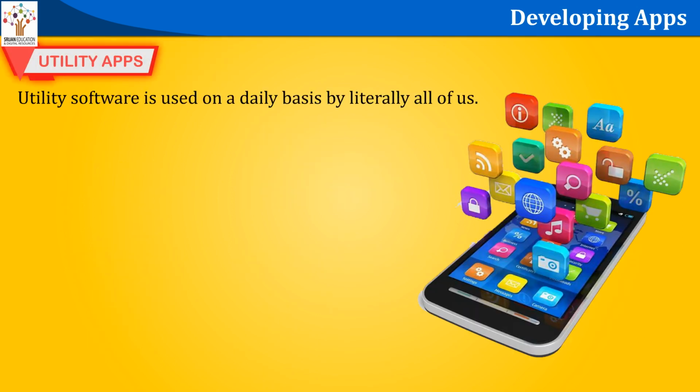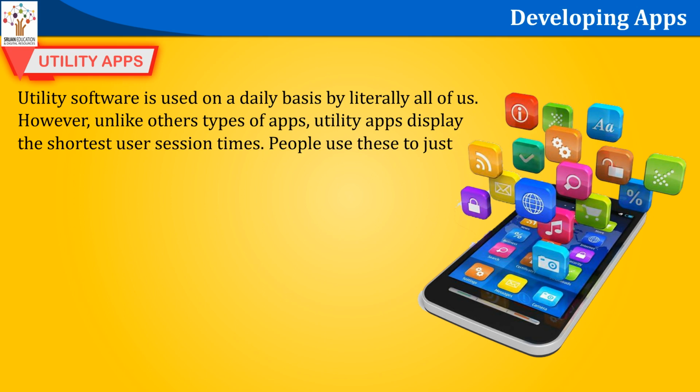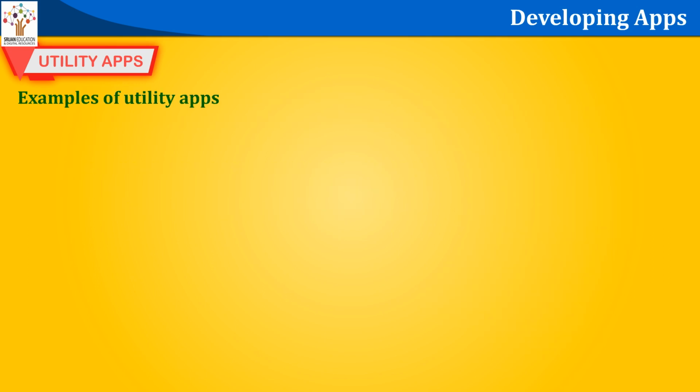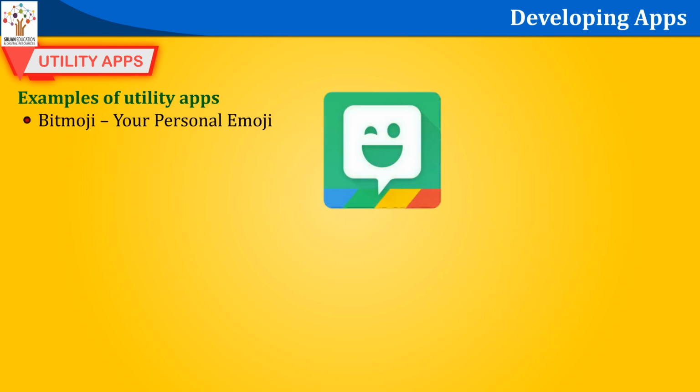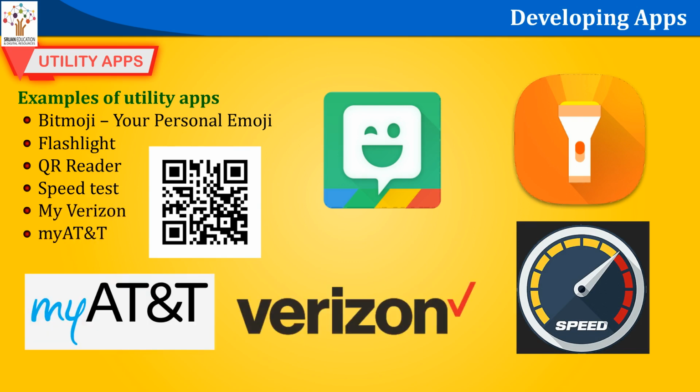Utility apps. Utility software is used on a daily basis by literally all of us. However, unlike other types of apps, utility apps display the shortest user session times. People use these to just get things done and move on. For example, taxi apps. However, the most popular types of applications here are scanners, trackers, healthcare, first aid manuals, etc. Examples of utility apps: Bitmoji, your personal emoji; Flashlight, QR reader; Speed Test, My Verizon, My AT&T.